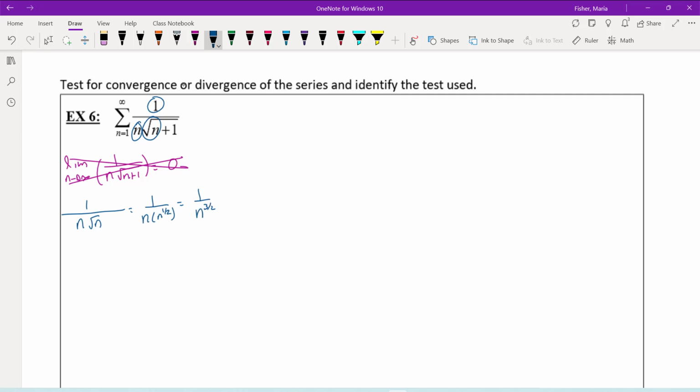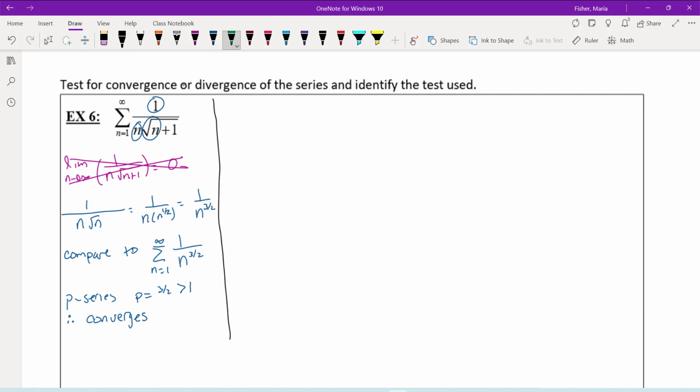So we're going to compare it to the p series, the sum from n equal 1 to infinity of 1 over n to the 3/2. Again, that's a p series. P is equal to 3/2, which is a number greater than 1, therefore we know that this would converge. Let's go ahead and try the limit comparison test.